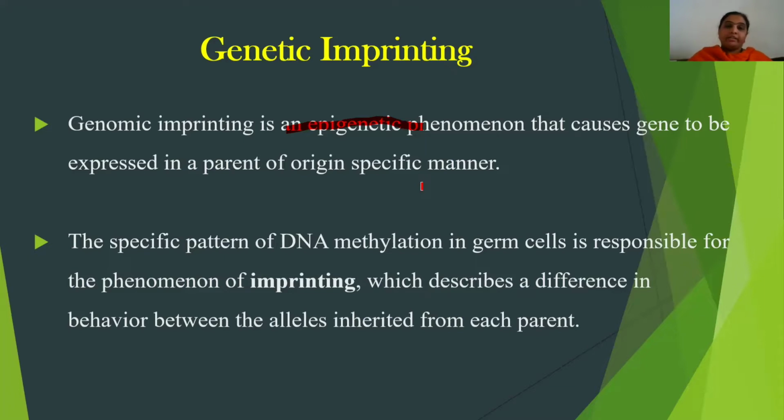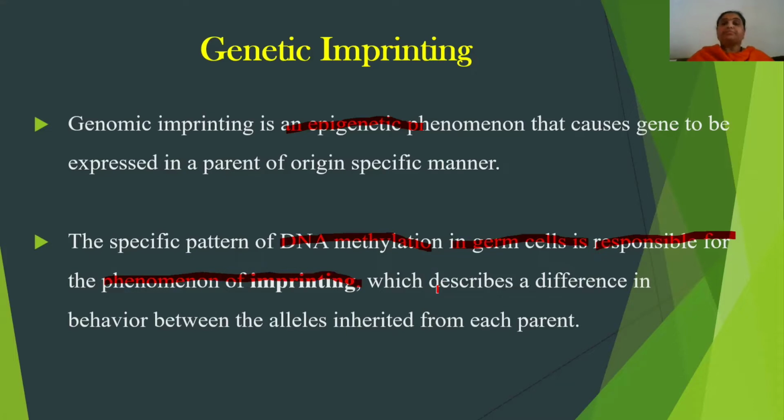Still, the pattern of expression of the genes from the parents to the offspring is inherited. And for this inheritance, what is used? DNA methylation is used, and this DNA methylation occurs in the germ cells. This DNA methylation in the germ cells is responsible for the phenomenon called imprinting.